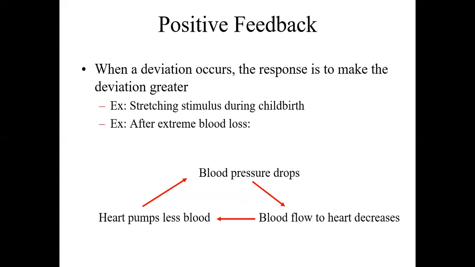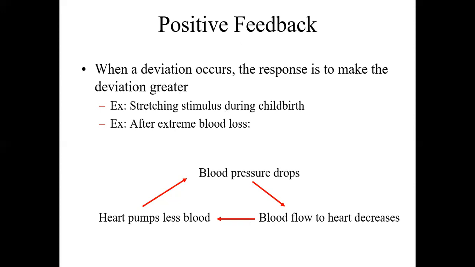You can also have a positive feedback mechanism, and this is a little different. In this case, if you start moving away from the set point in either direction, what a positive feedback will do is create an even greater deviation. Right? It doesn't try to get you back to homeostasis. It actually goes a little bit further away from homeostasis.